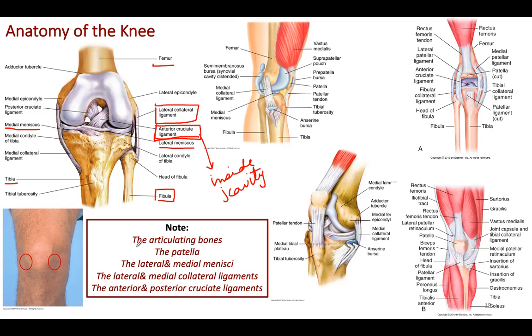So these are the articulating bones. The patella. The patella is a superficial bone located anterior to the upper end of the tibia. This is the patella, this one.